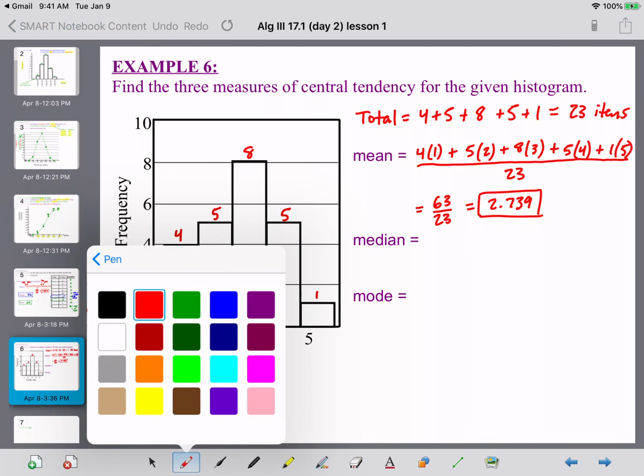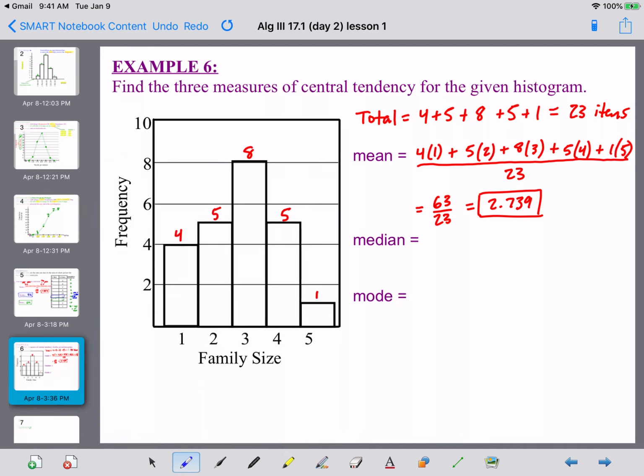All right, the median is your middle number. So if we have 23 items, it turns out that the 12th item is going to be the middle, right? Because then you would have 11 on one side and 11 on the other side, and then that 12th item would be your middle item. So here we have 4, 5, that makes 9, and then 10, 11, 12 is going to be somewhere in here. So that gives us a family size of 3. So the median is 3.